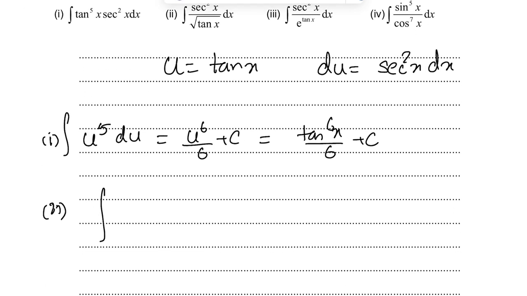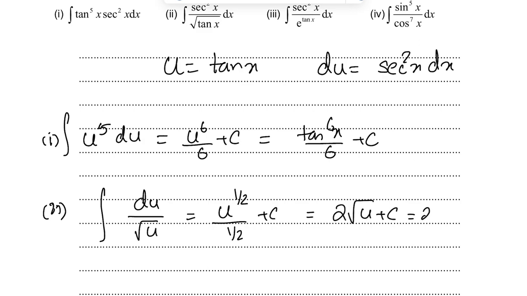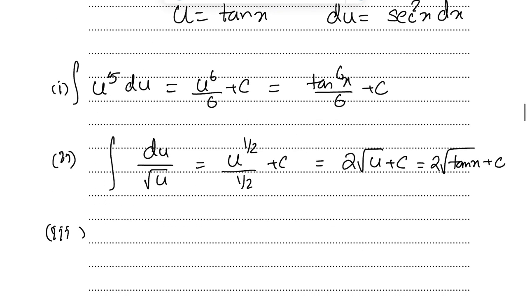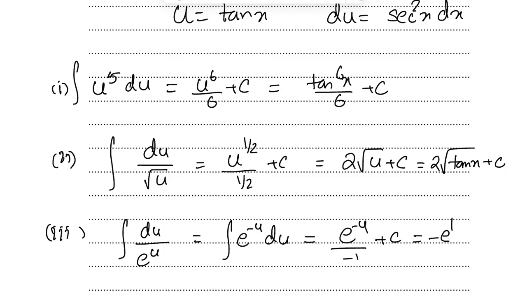Second term, secant square x dx is du, so it becomes du upon square root of u, which gives u to the power of 1 upon 2 upon 1 upon 2 plus c. So it becomes 2 square root of u plus c, which is 2 square root of tan x plus c. Then part 3, it becomes du upon e power u. So it becomes e power negative u du, which is e power negative u upon negative 1 plus c. So it becomes minus e power negative tan x plus c.